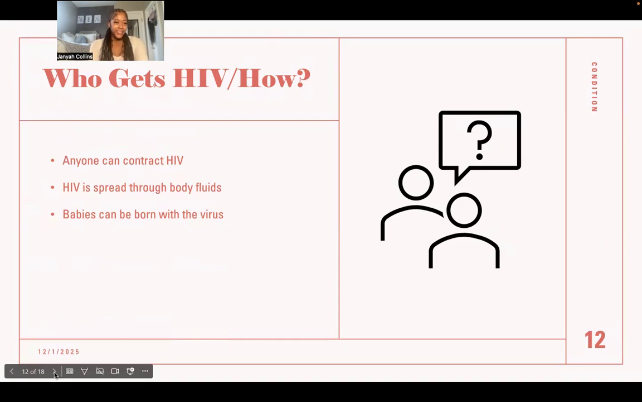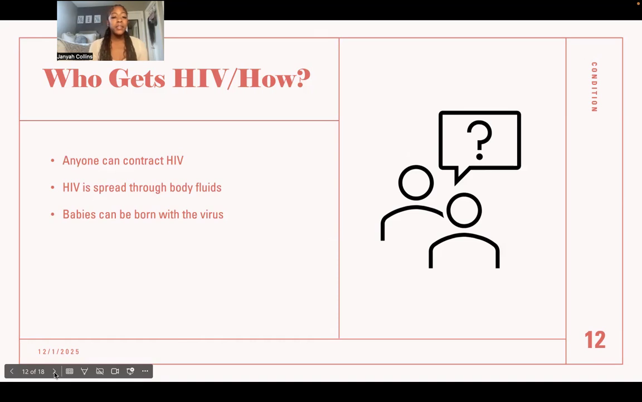So who gets HIV and how? Anyone can contract HIV. It doesn't matter your age, your race, it doesn't matter your gender, anyone can get it. HIV is spread through bodily fluids such as semen, vaginal fluids, rectal fluids, breast milk, blood, and pre-seminal fluids. It cannot be spread through sweat or casual contact, such as hugging somebody or sitting on the toilet seat. It can't be spread that way.